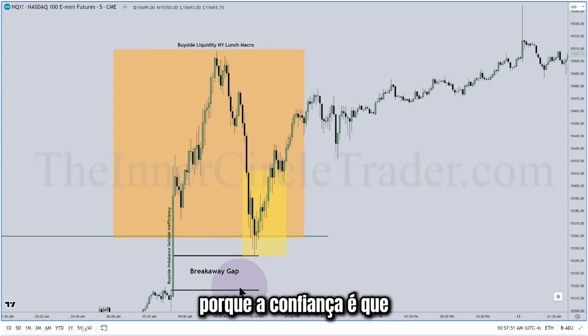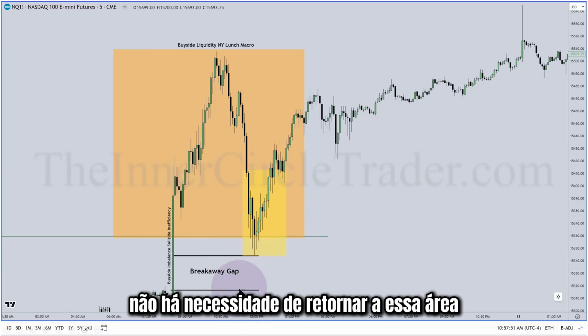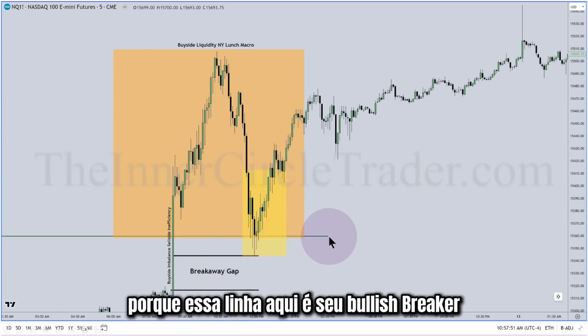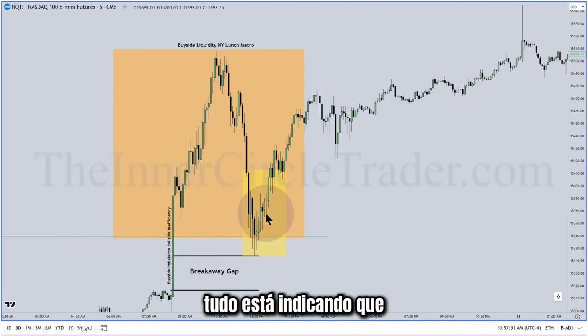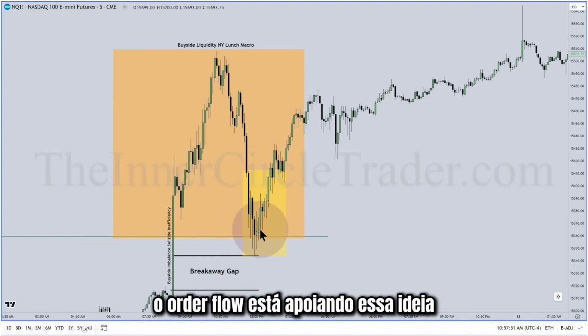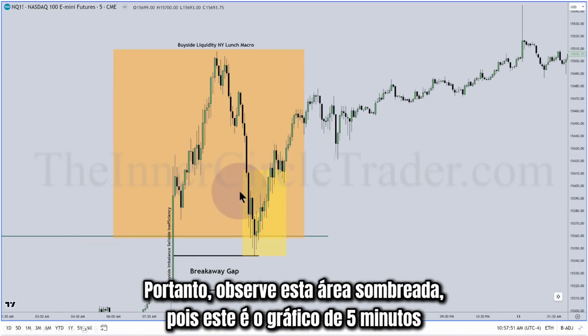Because the trust is that there's no necessity to go back down into this area, which is a breakaway gap. Because this line here is your bullish breaker. Everything is indicating that order flow is supporting that idea. So watch this shaded area.